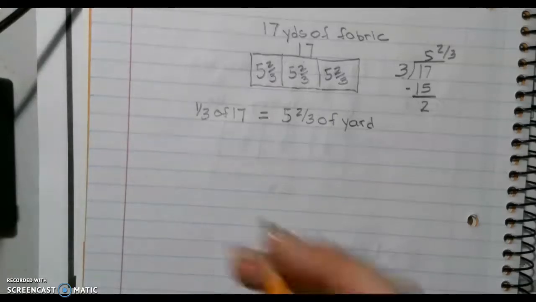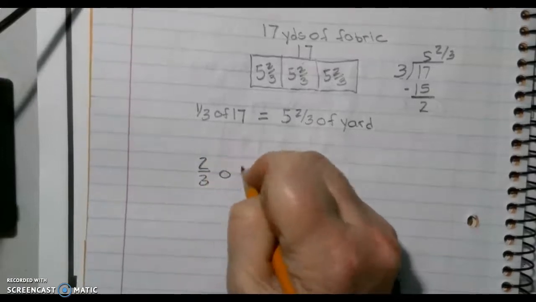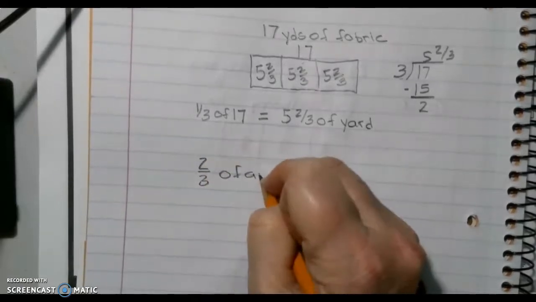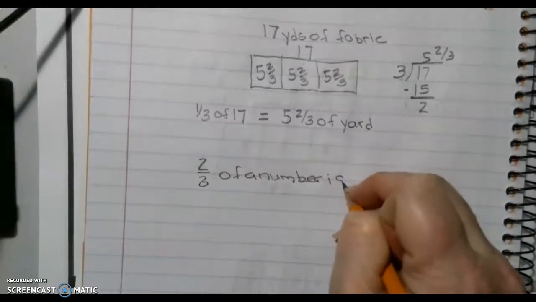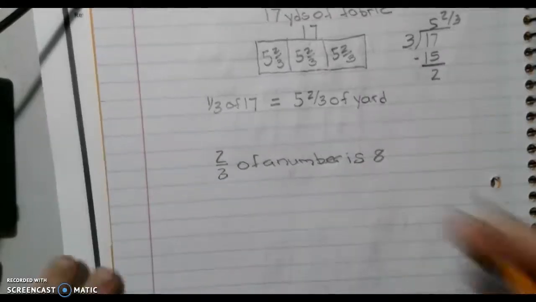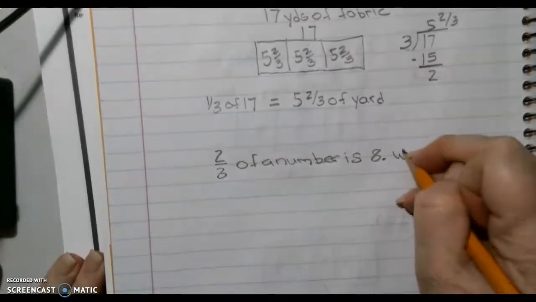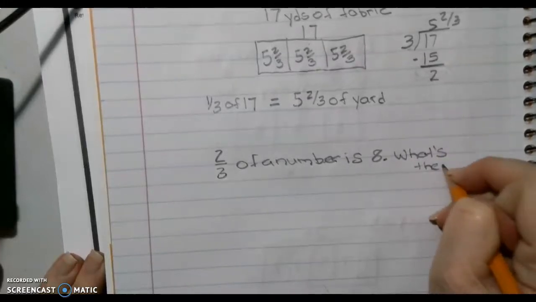Ooh, this is a good one. Okay. 2/3 of a number is 8. What's the number? Oh, this is a good one.